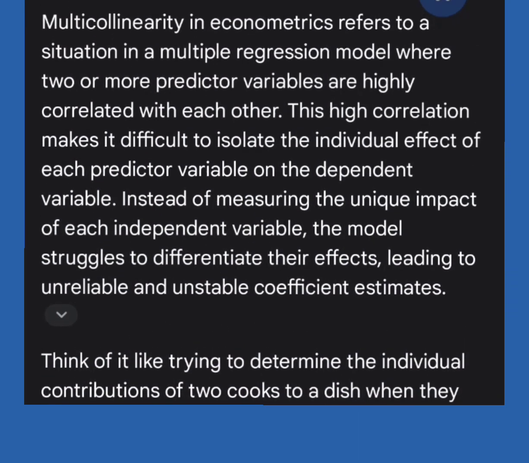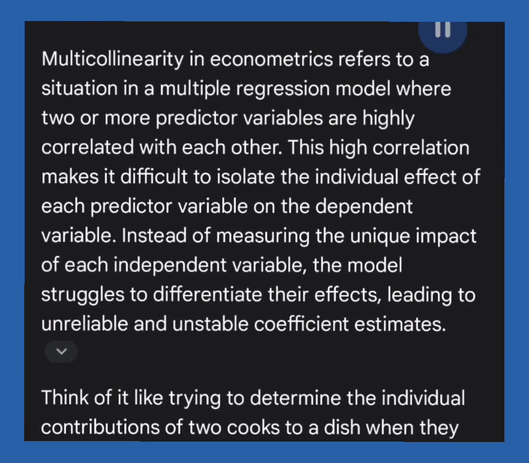Multicollinearity in econometrics refers to a situation in a multiple regression model where two or more predictor variables are highly correlated with each other. This high correlation makes it difficult to isolate the individual effect of each predictor variable on the dependent variable. Instead of measuring the unique impact of each independent variable, the model struggles to differentiate their effects, leading to unreliable and unstable coefficient estimates.